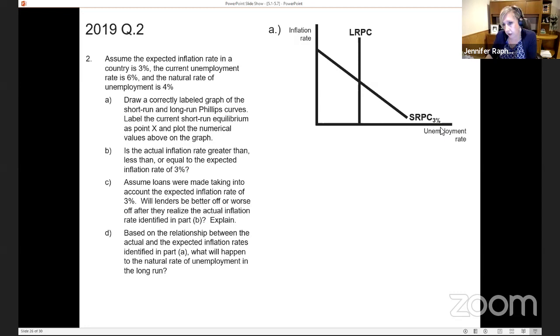Now, I'm labeling my short run Phillips curve with a 3% expected inflation rate. What that means is when the economy is in long run equilibrium, the current inflation rate is equal to the expected inflation rate. So this point here would be where our 3% inflation rate would be, and we know the natural unemployment rate is 4%. So this is the first piece of the puzzle.